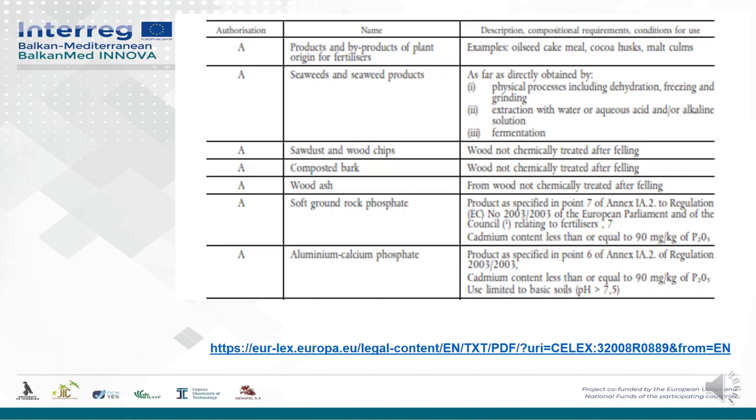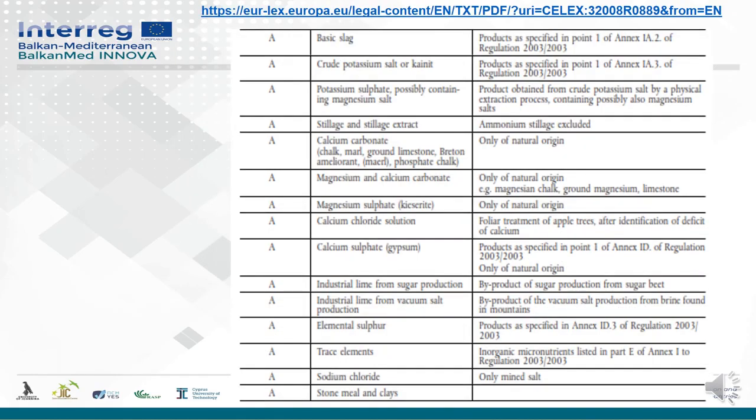What else? Aluminium calcium phosphate. Again, according to the same regulation, and there are the same limits about cadmium. Their use is limited to basic soils, which have a pH higher than 7.5. What else? Basic slag products as specified in Regulation 2003 of 2003.